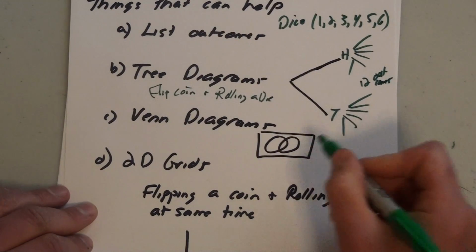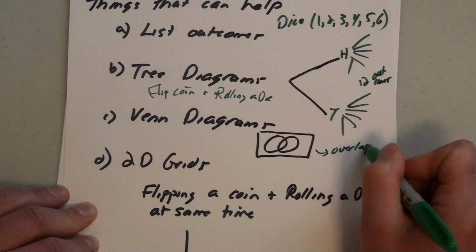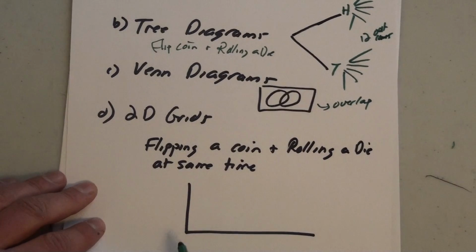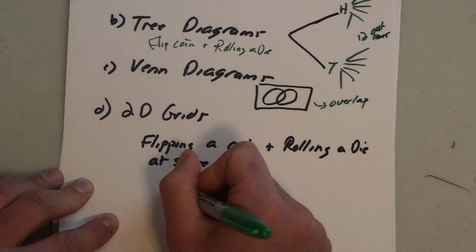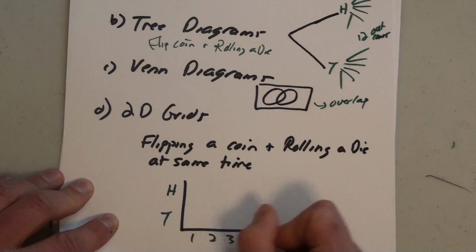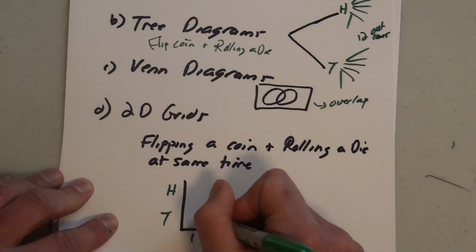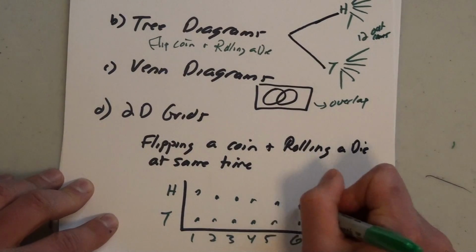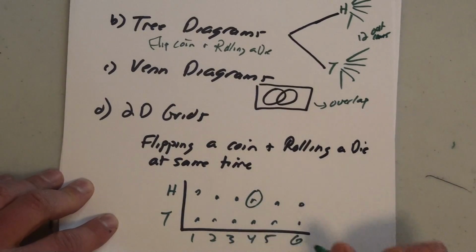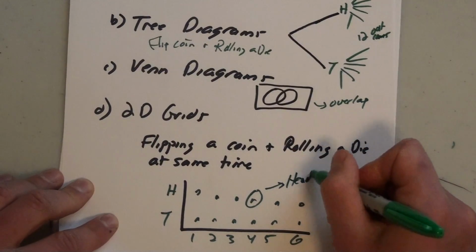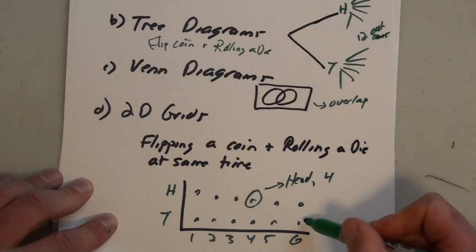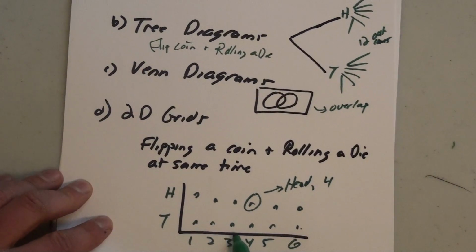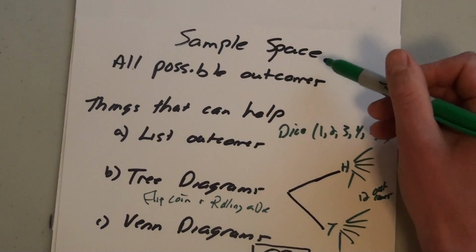Venn diagrams can help, especially if you have an overlap where both things are occurring at the same time. Or a two-dimensional grid can also help visualize. Again, flipping a coin and rolling a die at the same time. Heads, tails, 1, 2, 3, 4, 5, 6. And you put dots to represent the different scenarios. So there's going to be 12 dots on here to represent the 12 different outcomes. This dot right here represents getting a head and rolling a 4. This outcome here will be flipping a tail and rolling a 6. So I have the different dots represent all the possible scenarios. These are all different ways to get your possible sample space.